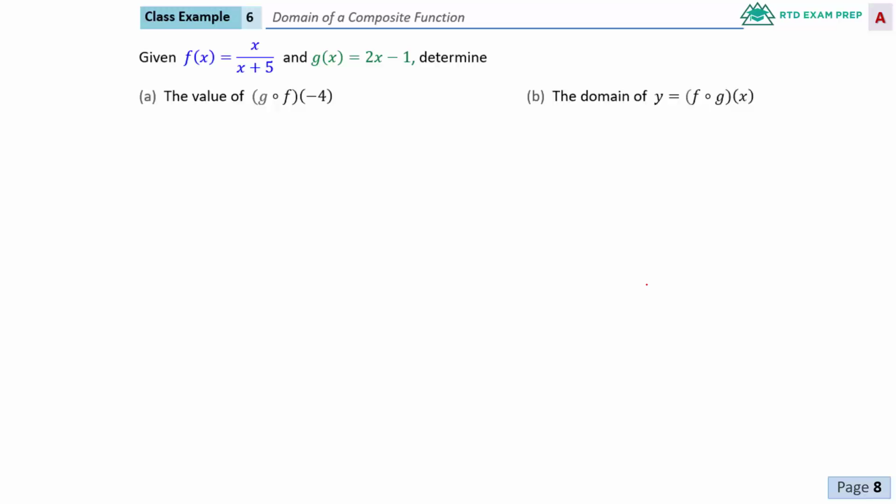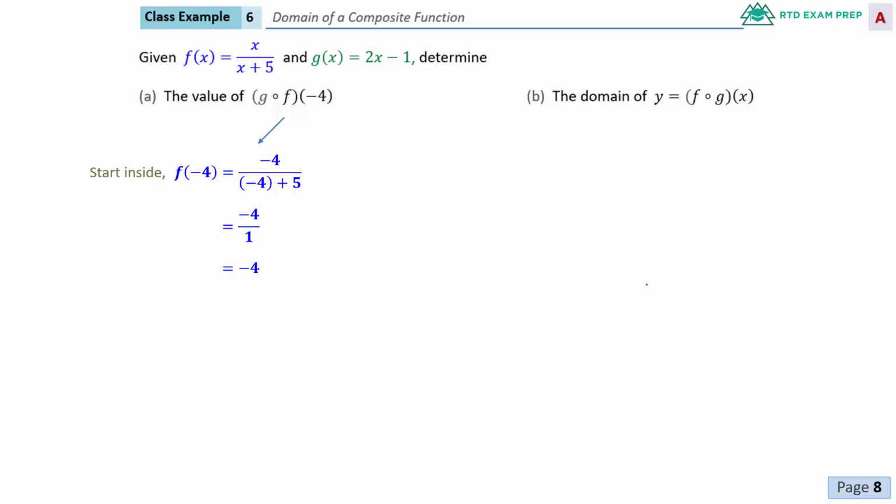Now let's look at the domain of a composite function where we start with a rational and a linear function. So here we're given f of x equal to x over x plus 5 and g of x equal to 2x minus 1. So what would be the value of g of f of negative 4? We'll start by evaluating f of negative 4. F of negative 4 would be negative 4 over negative 4 plus 5. This is negative 4 over 1, which simplifies to negative 4.